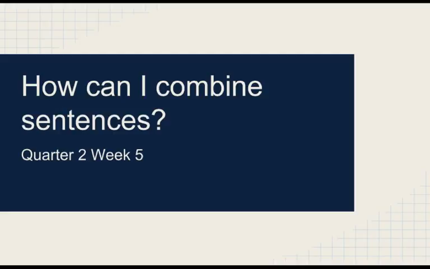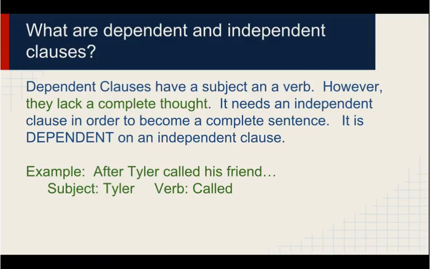This is quarter 2, week 5, and today we're talking about how you can combine sentences. First, we have to talk about dependent and independent clauses. Dependent clauses have a subject and a verb. However, they lack a complete thought.